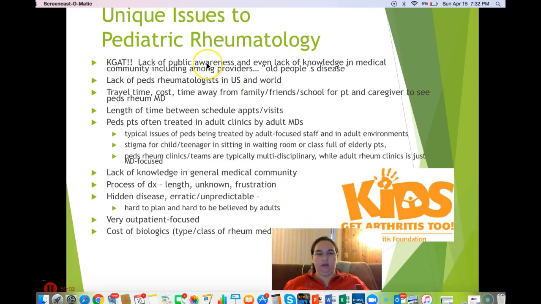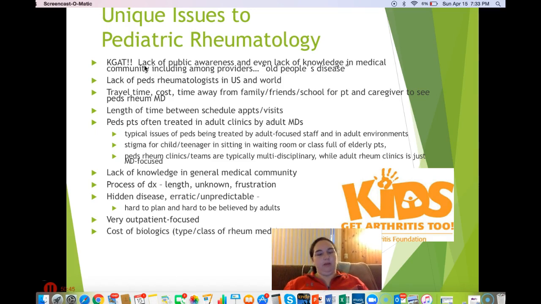Some of the unique things about juvenile arthritis or the world of pediatric rheumatology, whether it's lupus or dermatomyositis or ankylosing spondylitis, is that we say KGAT, kids get arthritis too. There's a big lack of public awareness and even lack of knowledge in the medical community among providers who don't realize that kids get arthritis and think this is an old people's disease. So you can imagine a 10-year-old coming to school and saying, I have arthritis now, my knees hurt and I can't go to Phys Ed, and they look perfectly fine. And the teacher says, only elderly people get arthritis. They don't believe them.